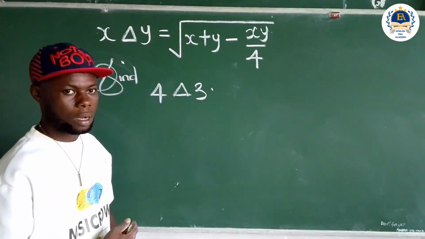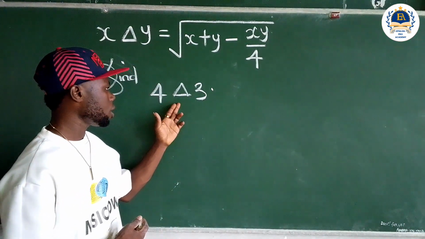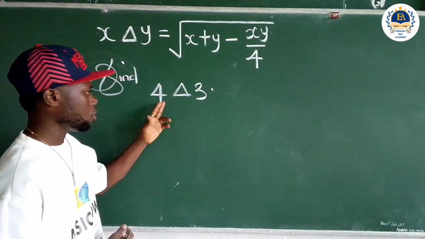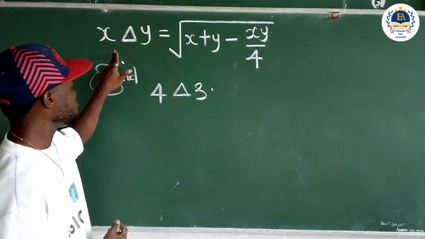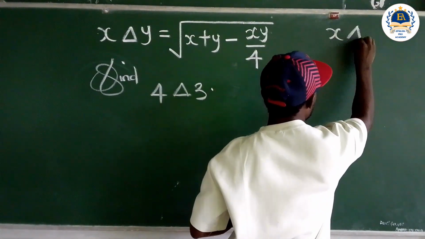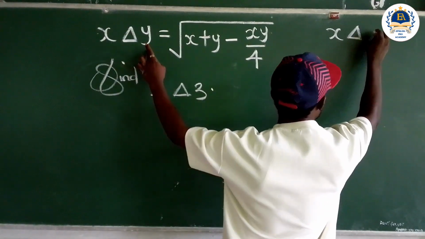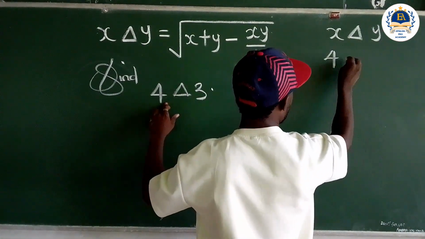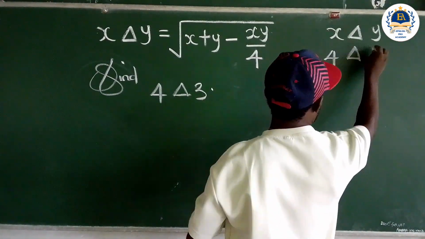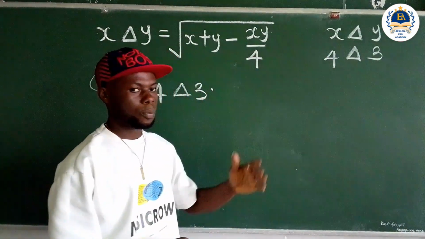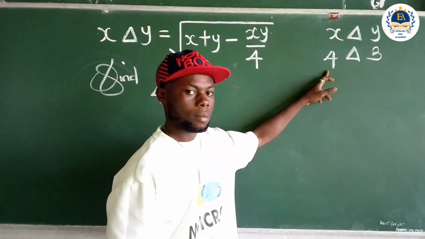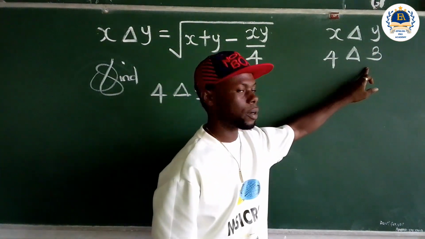Now, since we were required to find 4 delta 3, we are going to compare 4 delta 3 with this. Over here, we have x delta y. Comparing this with this, here we have 4 delta 3. From this comparison, it shows that x is 4 and y is 3.